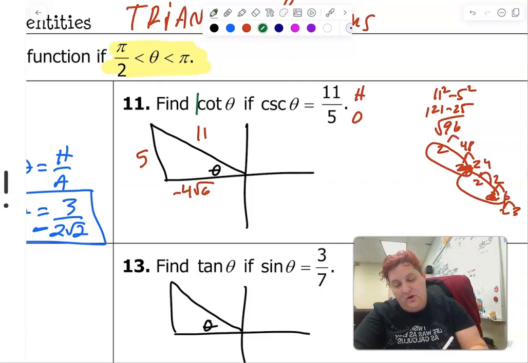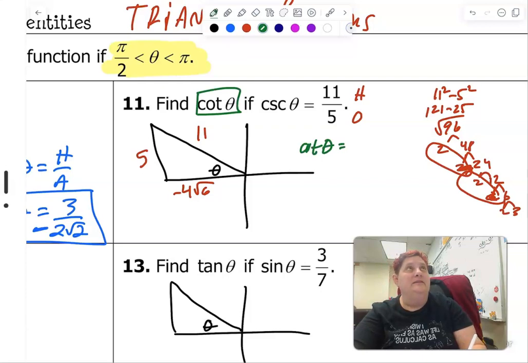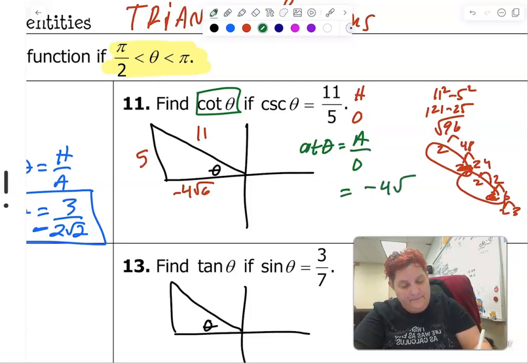And then cotangent is the opposite of tangent. Tangent is opposite over adjacent. This is adjacent over opposite. So this is going to equal negative 4 root 6 over 5.